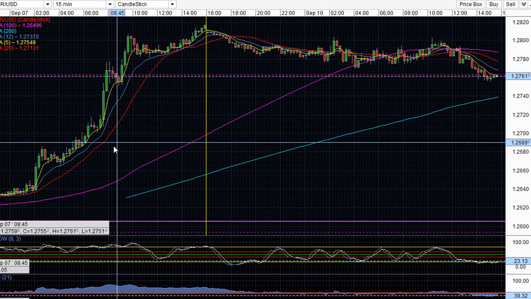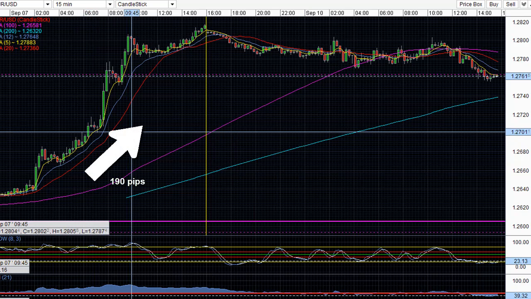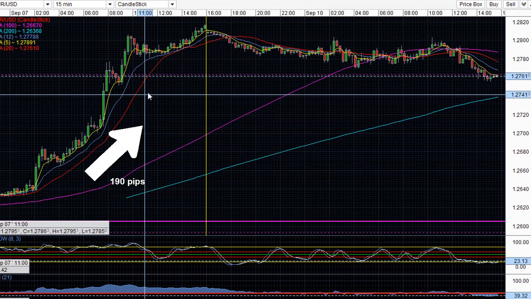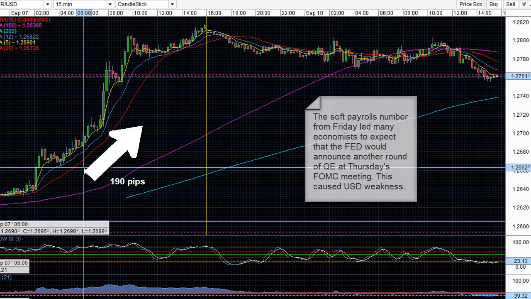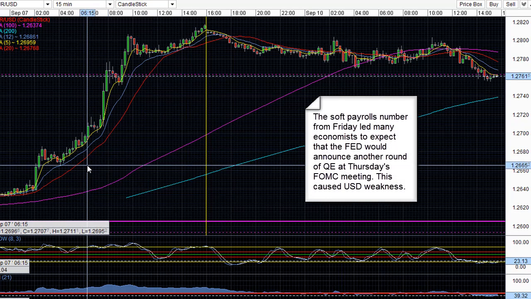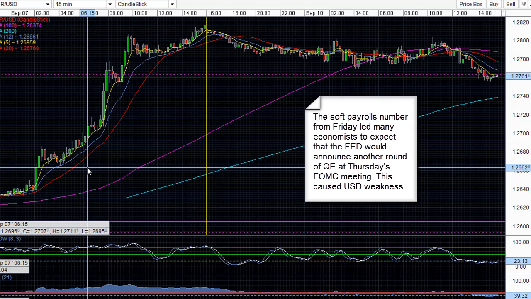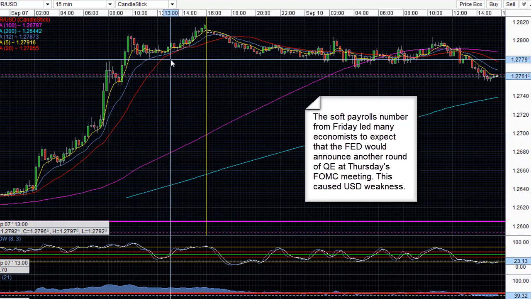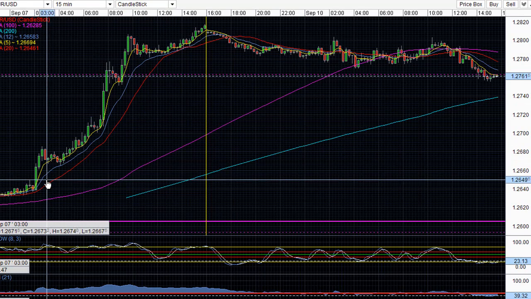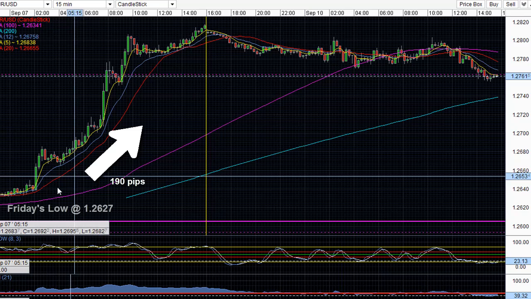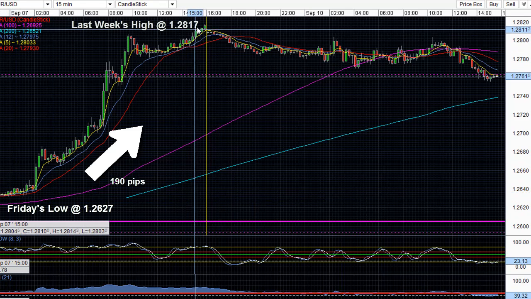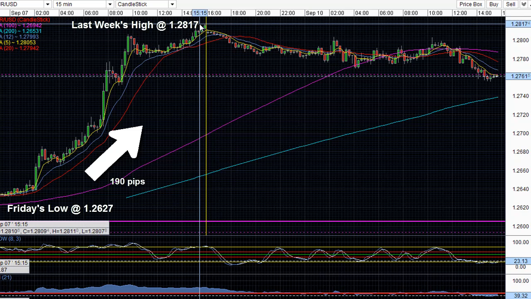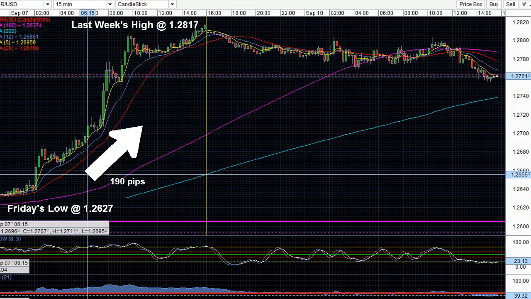Of course, last Friday there was a sharp rally in the euro of about 190 pips due to dollar weakness caused by the disappointing jobs report from August. As a result, many investors are expecting the Fed to announce another round of quantitative easing at Thursday's FOMC meeting, and this is what led to the 190 pip rally from the low here at 26.27 up to the high here where it found resistance at 28.17.